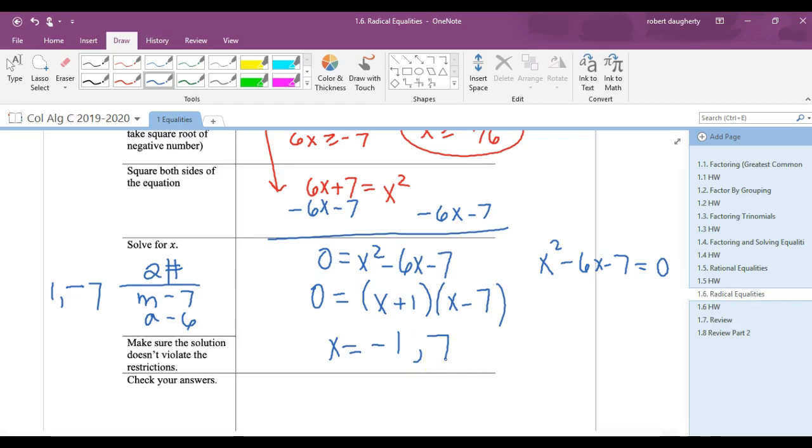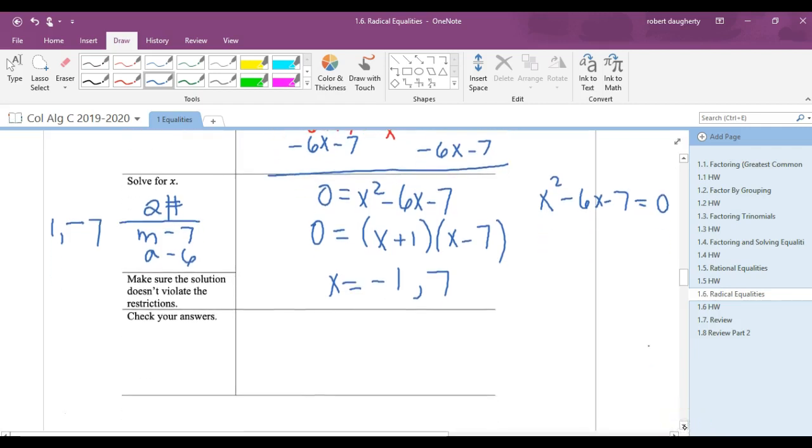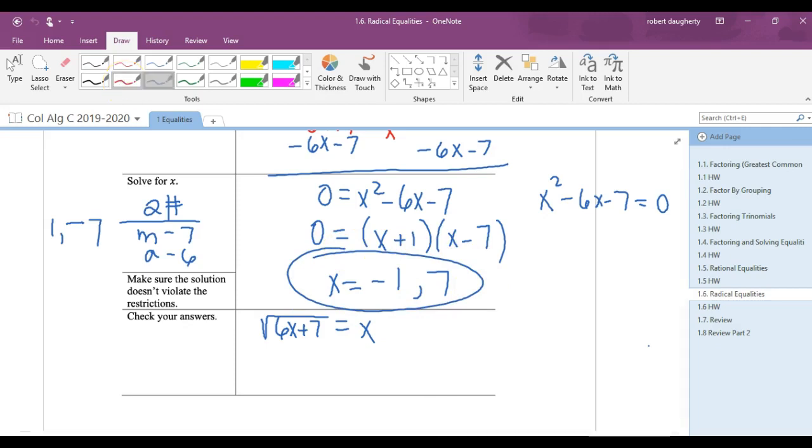Now, here's the deal. I've got to check both of these answers, okay? So let's go back to my original. My original was the square root of 6x plus 7 equals x. Anytime you get these numbers, you've got to check them to make sure they're right with the square root problems. So let's plug in a negative 1. So 6 times negative 1 plus 7 equals negative 1. Okay? All I did was plug in a negative 1 for x.